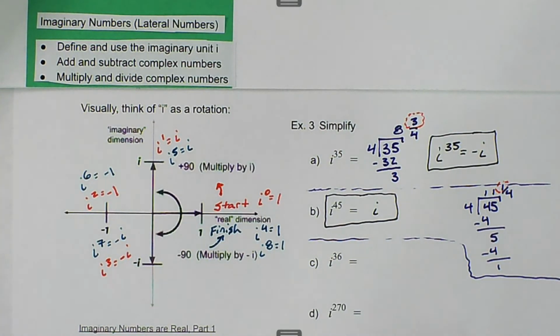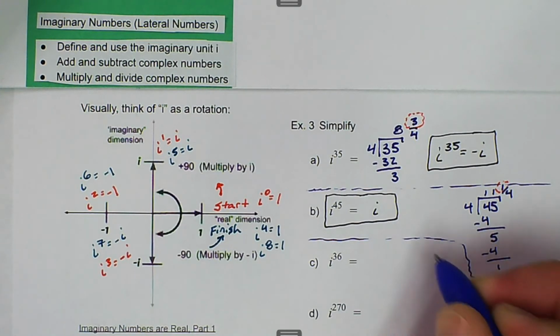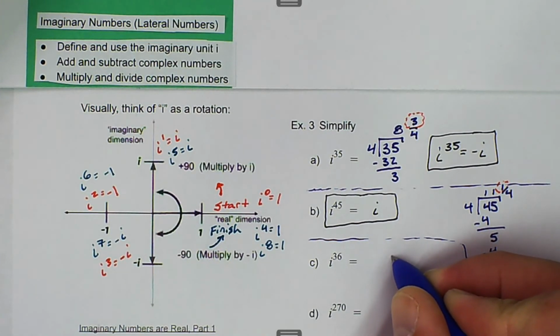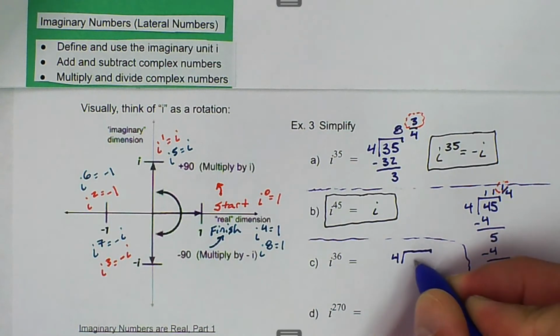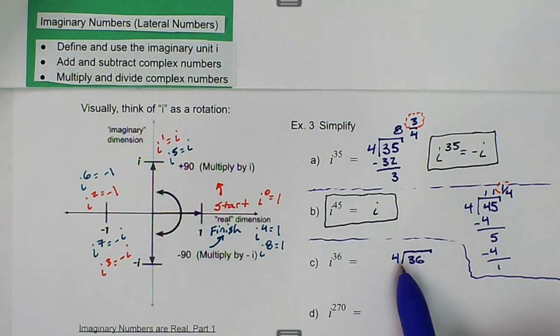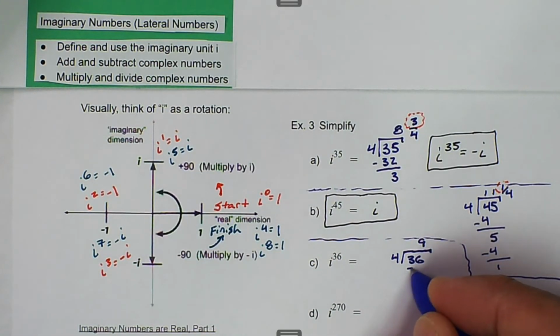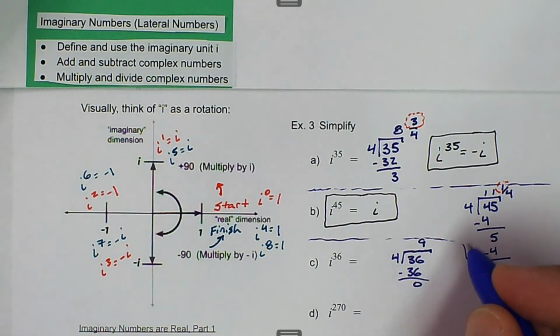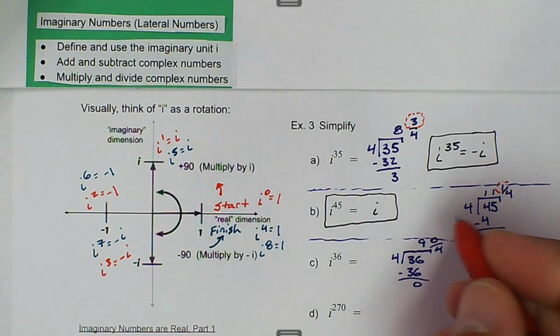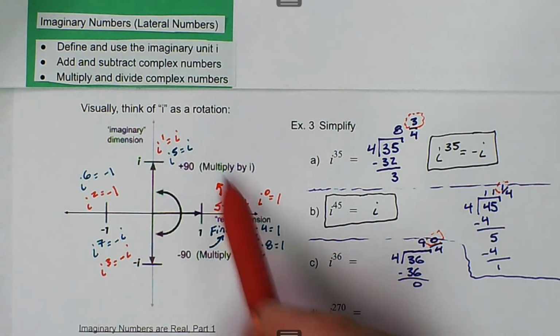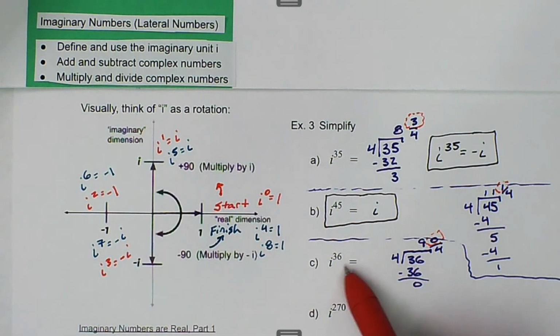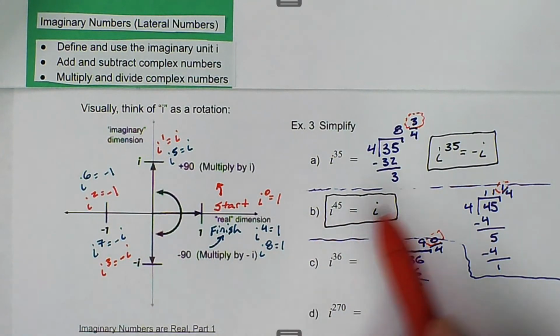Then we have i to the 36th, and we're going to do the same thing. So 36 divided by 4. In this case, we know that 4 goes into 36 9 times. And 36 minus 36 is 0. So then we have a remainder of 0. So we go around 9 times. There's no extra, so we know that i to the 36th is equal to 1.